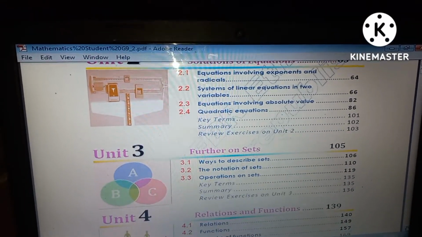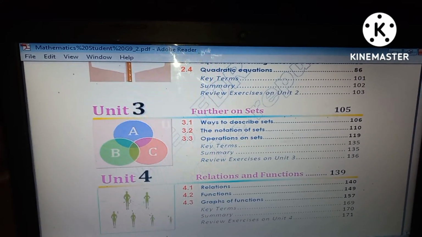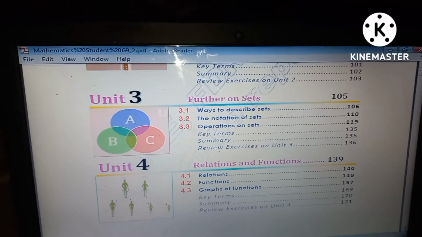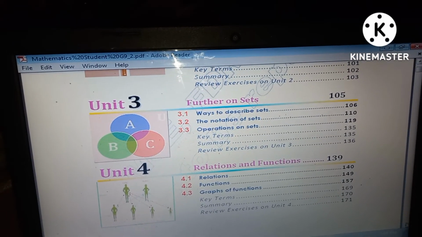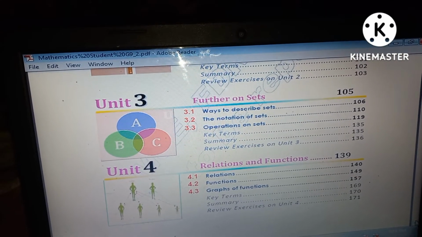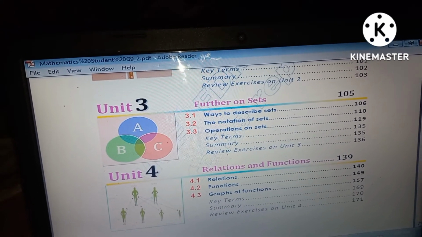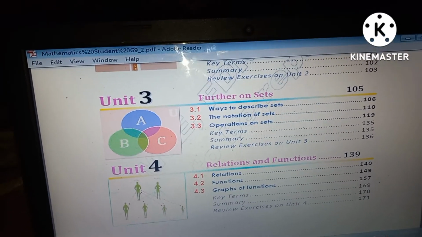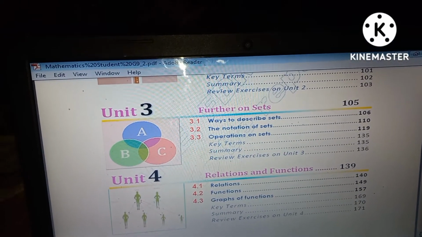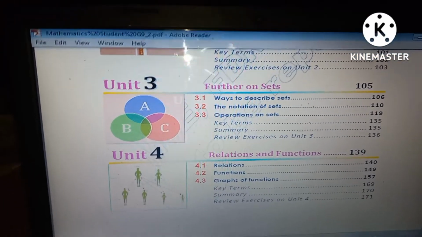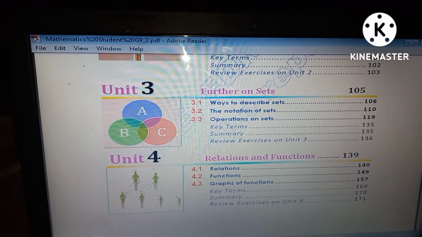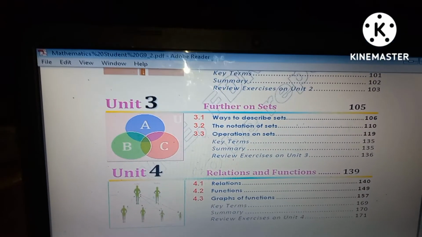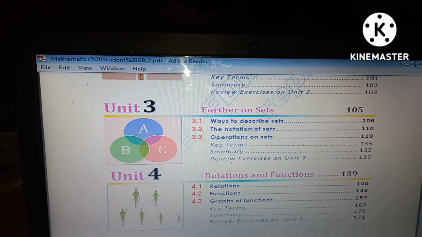Unit 4 is relations and functions, and graphs of functions. What is a relation? What is a function? How do we identify whether a given equation is a relation or a function? How can we sketch graphs of functions, and use the sketched graph to identify whether it is a relation or a function? What are the main points for identifying from the graph?